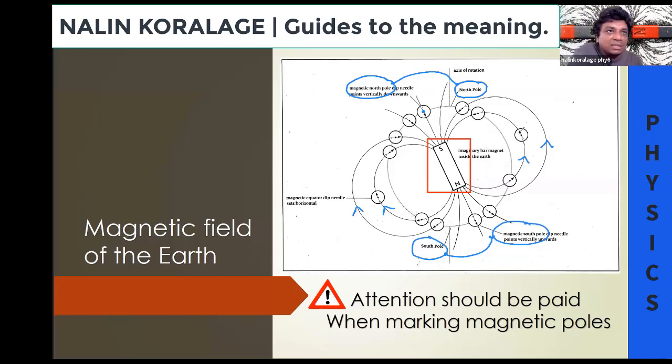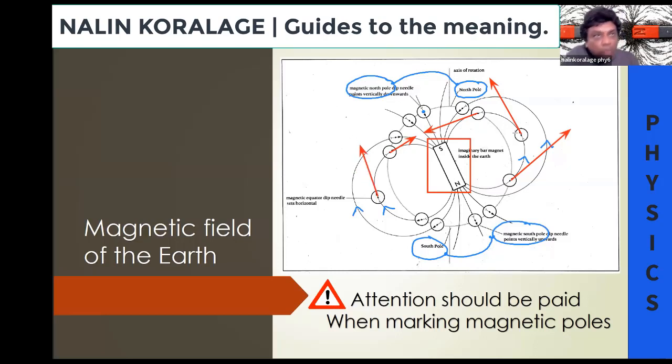So if you place a few plotting compasses, as we have discussed earlier, inside the magnetic field of the Earth, what would be the direction of the magnetic needles of the compasses? Let me show you by using arrowheads. Here we have the direction of the compass, and here, and here, and here, likewise like this.